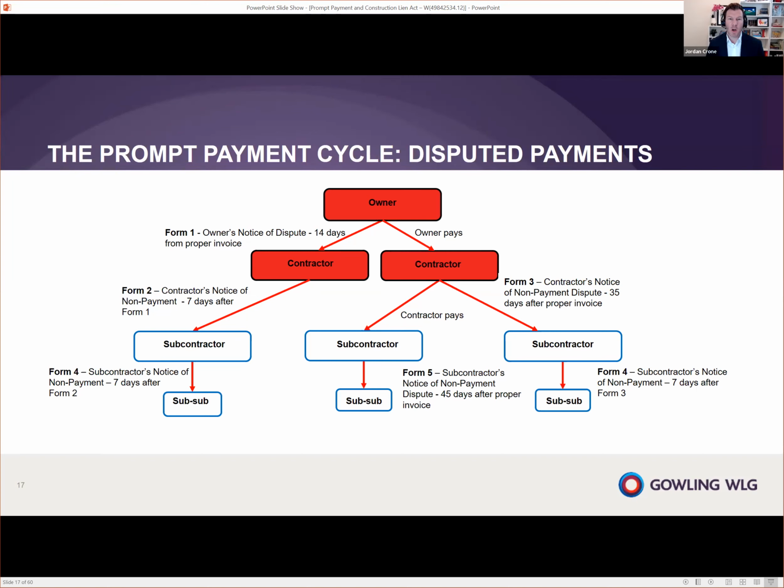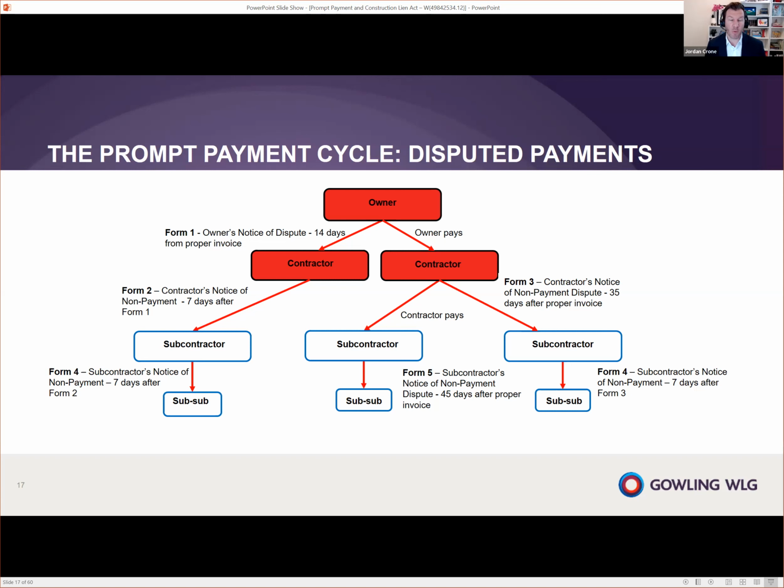since I think that might be the easiest way to consider this notion. So always at the top, we start with the owner. The owner effectively has 2 choices when they get the proper invoice. They can either pay the proper invoice or they can dispute all or part of the invoice. Now, let's start with the notion of them disputing all or part of the proper invoice once they've received it. They have to do this, as Tom said, in 14 days.